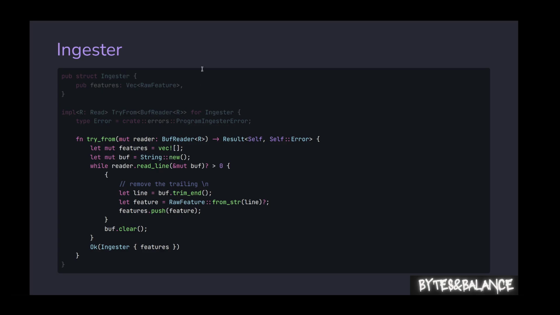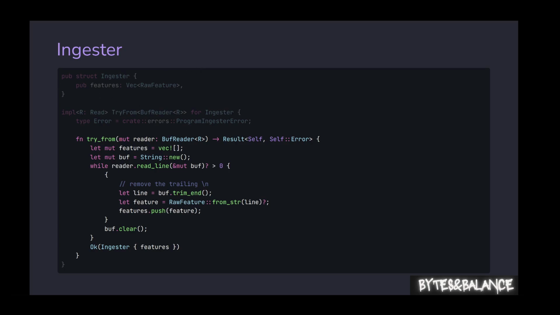So the reason we use the reader's read_line instead of iteration with the lines method with map is because the latter allocates a string for each iteration of the loop. With a loop, we can instead use a string buffer that is allocated once and cleared after each loop. And it's just an efficiency thing.